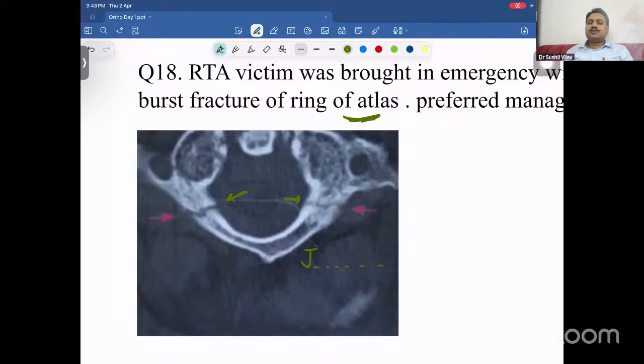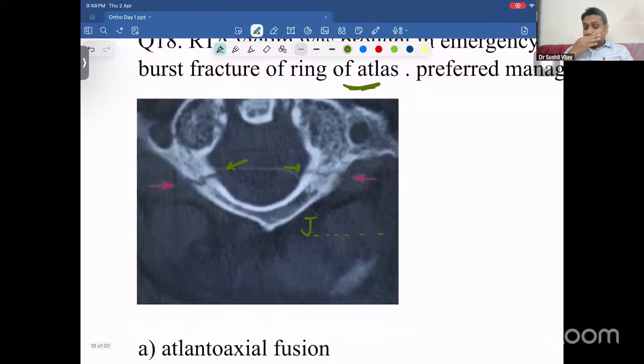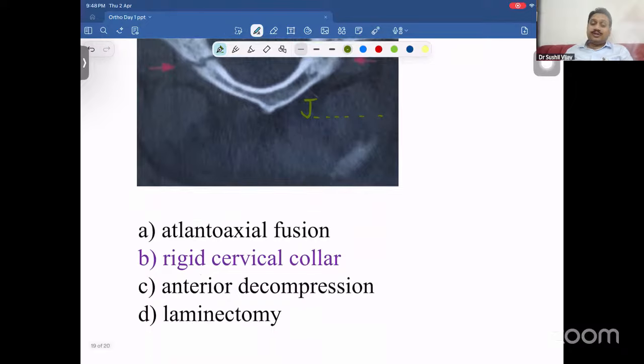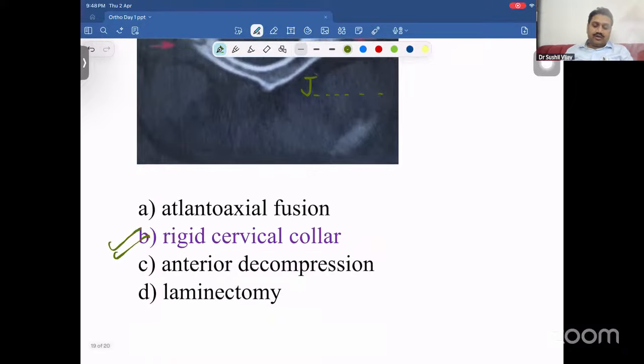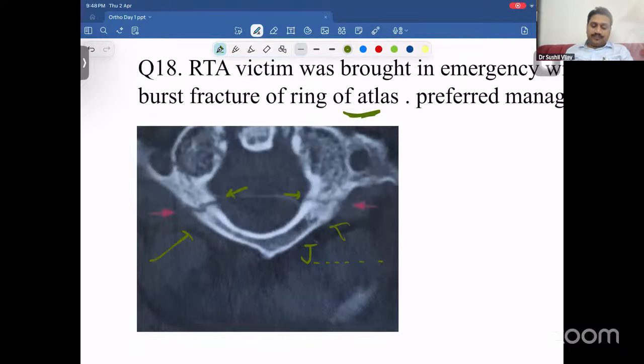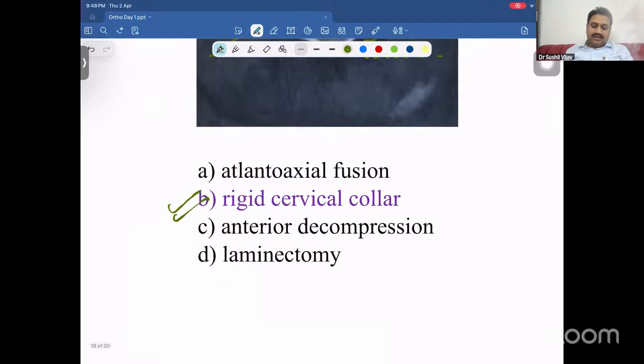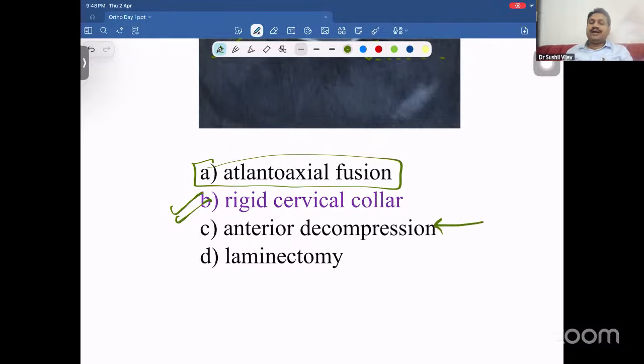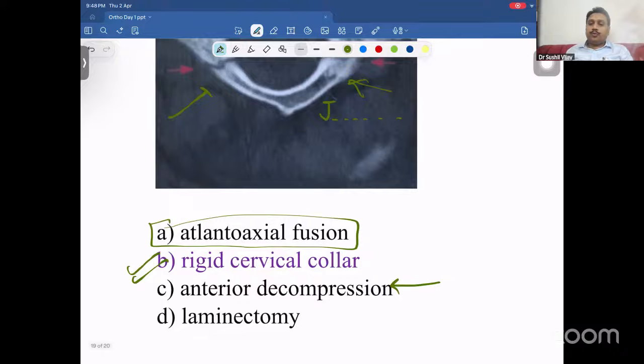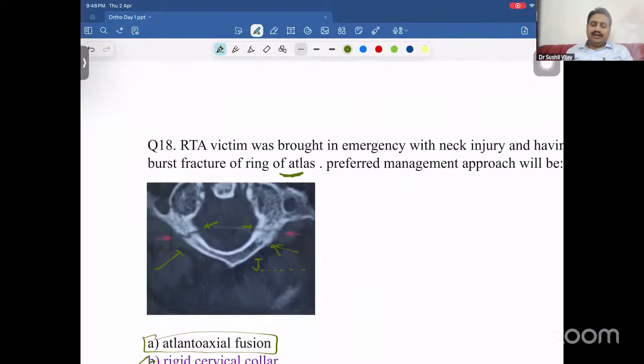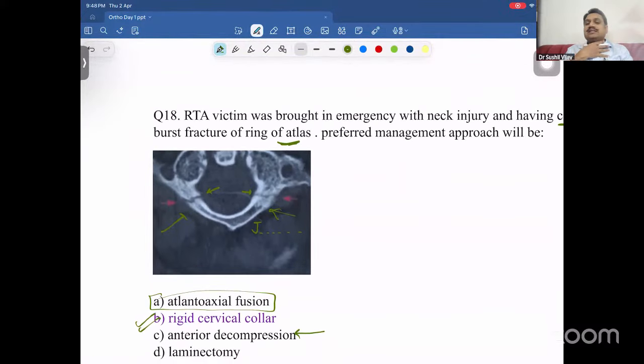So for an undisplaced fracture, what are you supposed to do? Fracture of the atlas, very true, it is Jefferson. So what are we supposed to do for any of these undisplaced injuries? It has to be conserved, right? Rigid cervical collar. Had it been a displaced one, then we would have gone for atlantoaxial fixation or fusion, right? Had it been compressing upon the neural structure, we would have gone for anterior decompression, right? So whenever it is undisplaced, it simply needs conservative management and stability.